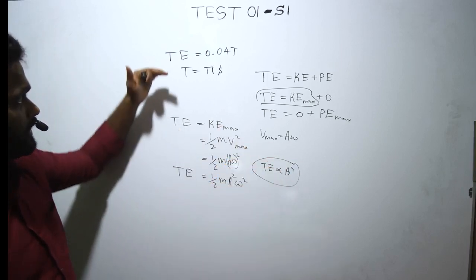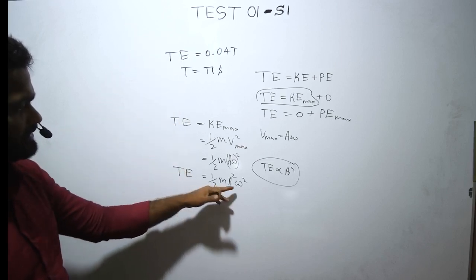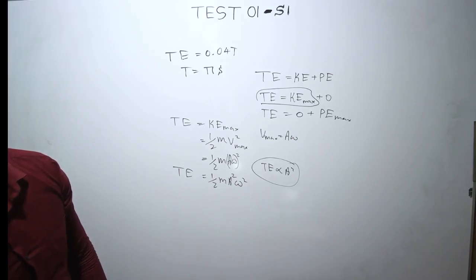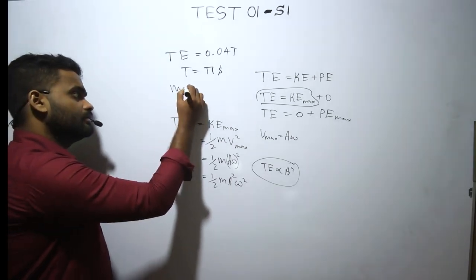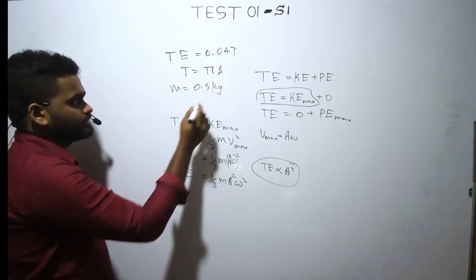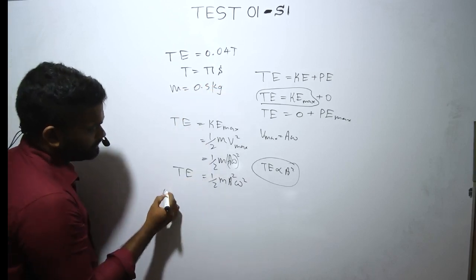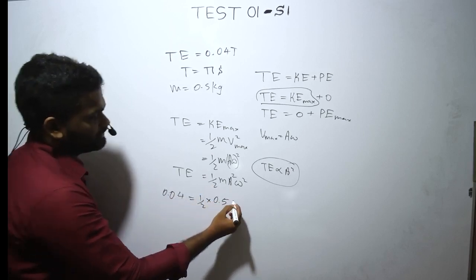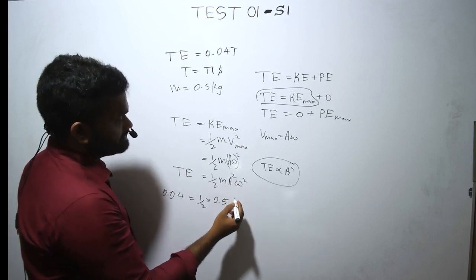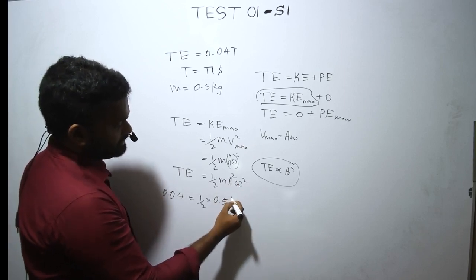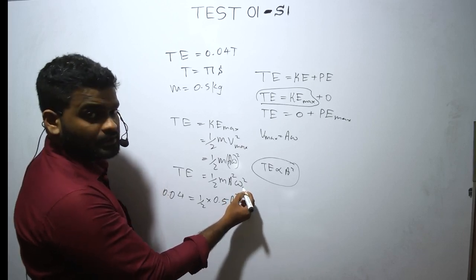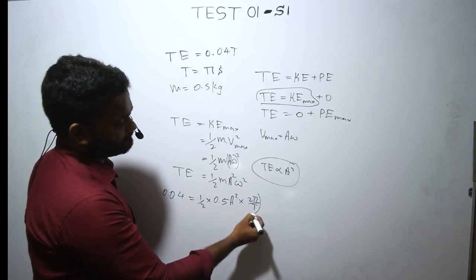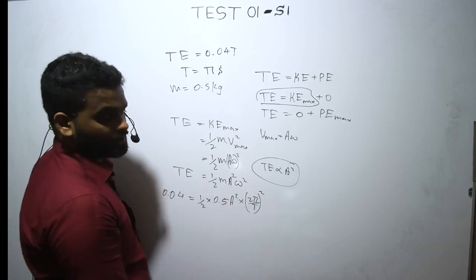Okay. So given this data, we can find amplitude. I think mass as well is given, right? Mass is 0.5 of the object, right? So total energy is 0.04, half mass is 0.5, time period is given, right? Instead of omega, you can write 2 pi divided by capital T. That is omega squared, right?